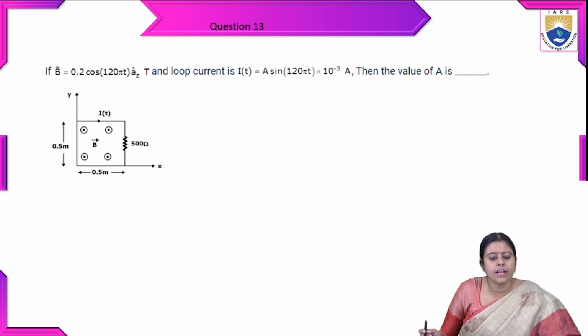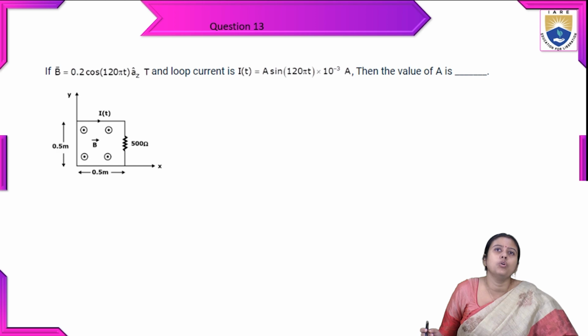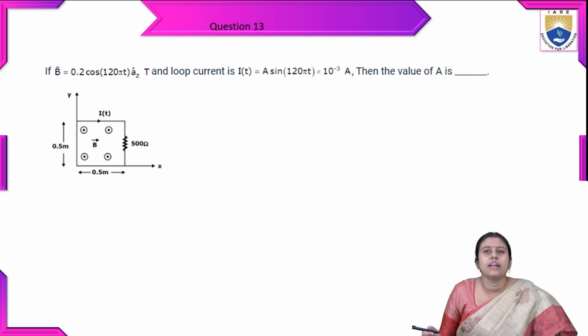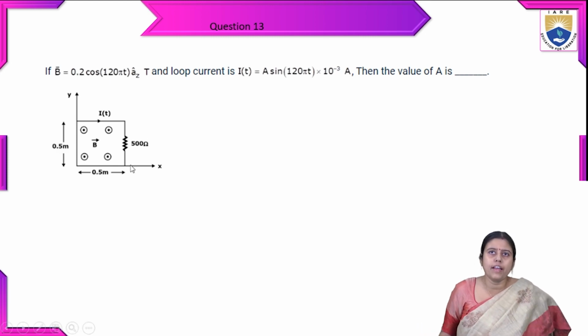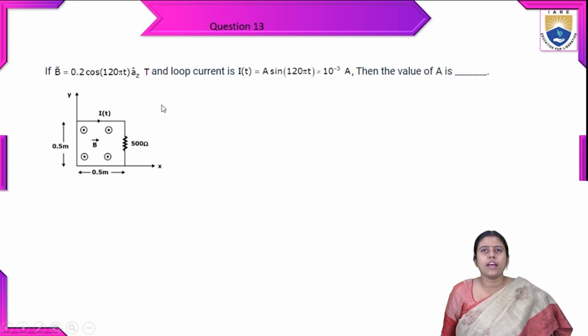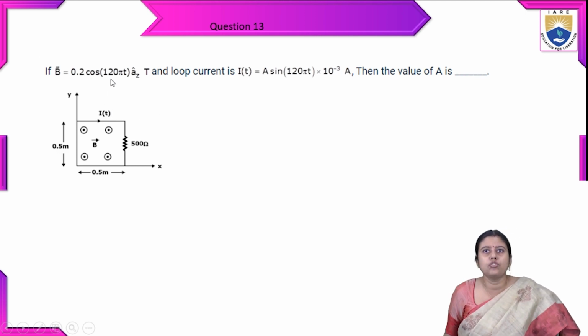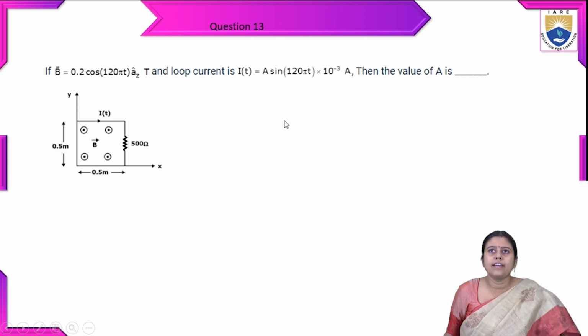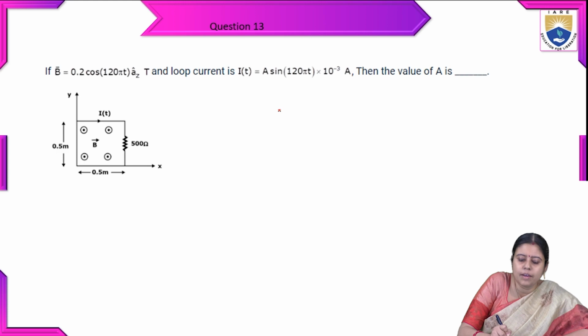In this problem, B is given as 0.2 cos 120 pi t az Tesla. The loop current is given as I(t) is equal to A sin 10 pi t into 10 to the power minus 3. We have to calculate the value of A. So again, the same type of problem.